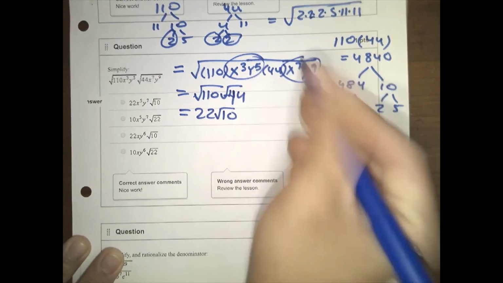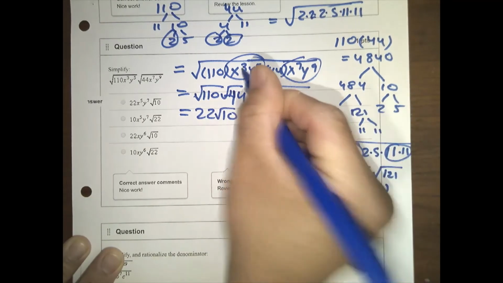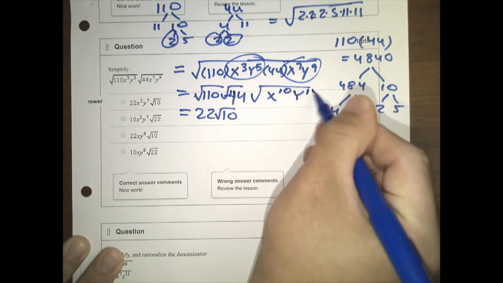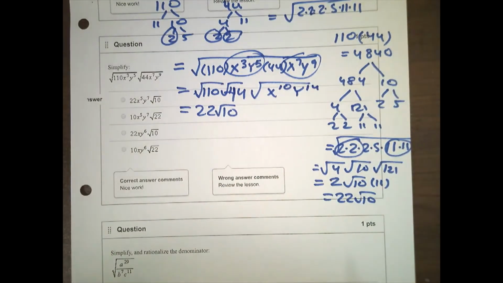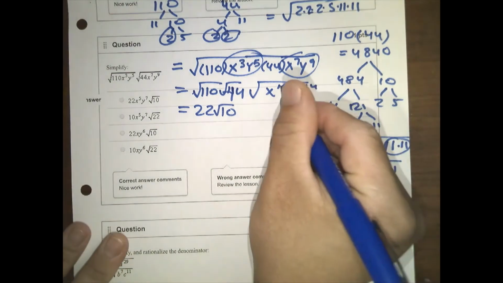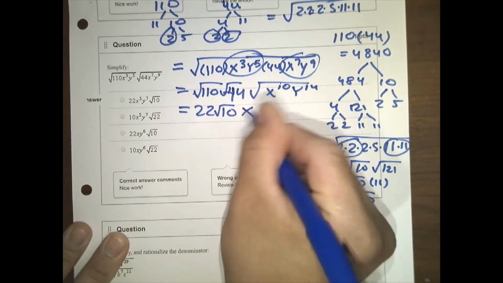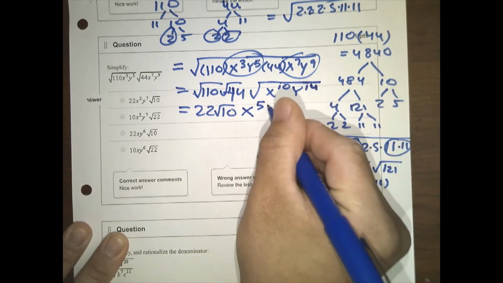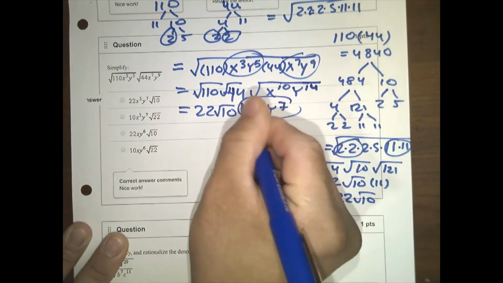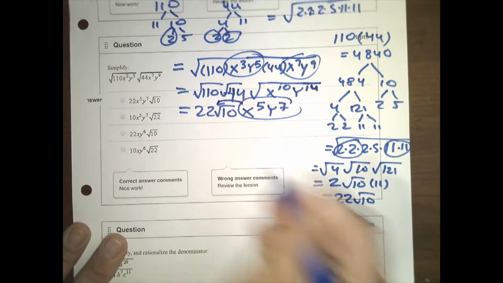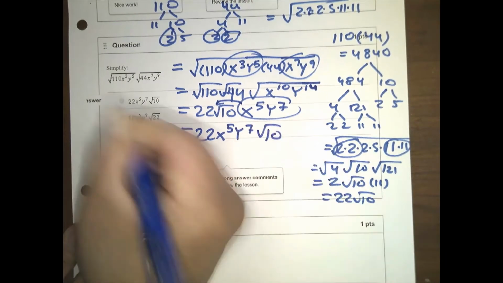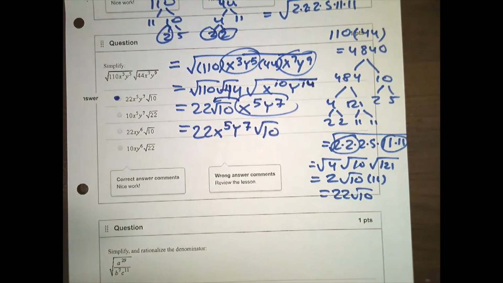Then we have, under the square root, x to the 3 plus 7, 10th power, and y to the 5 plus 9, 14th power. And then if you remember the last example, you just go ahead and divide the exponents by 2. So 10 divided by 2 is 5, so x to the 5th, and 14 divided by 2 is 7, so y to the 7th. And if I rearrange these so they're in front of the 22, I have 22 x to the 5th, y to the 7th, square root of 10. And there's my answer. What a time to be alive.